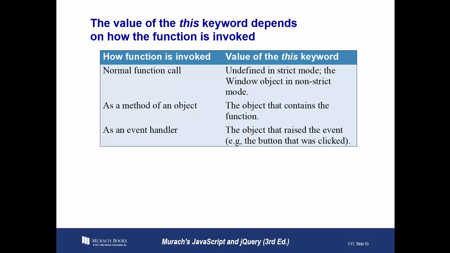If you are using a method of an object, the this keyword refers to the object that contains that function. And if you're using an event handler, the this keyword represents the object that raised the event. In other words, the button that was clicked, as an example.